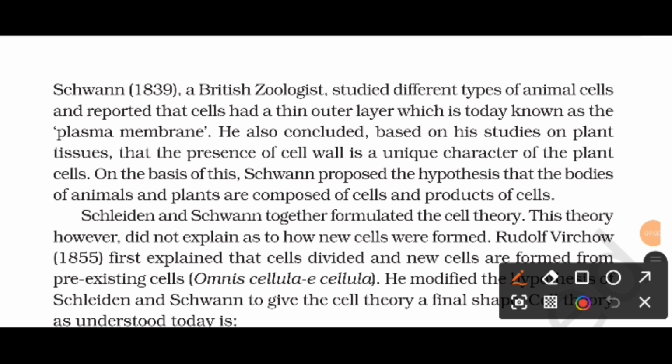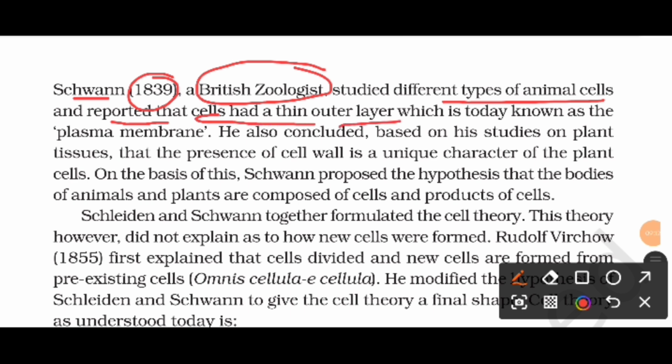Another scientist called Schwann, during the same time, in 1839, that is after a year, studied different types of animal cells since he was a British zoologist, and he reported that cells had a thin outer layer, which today we recognize as the plasma membrane. So he reported that there were thin outer layers present in animal cells.